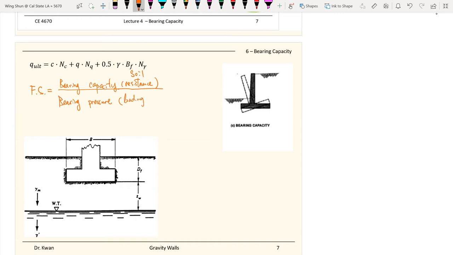So the loading from the retaining wall comes from two parts, right? First is the concrete weight plus the backfill weight. The backfill weight means the weight on the footing, because this part is part of the cantilever wall system. And then second, you have the loading from the backfill pressure. So now we talk about the pressure from this part of the backfill. That's the second part of it.